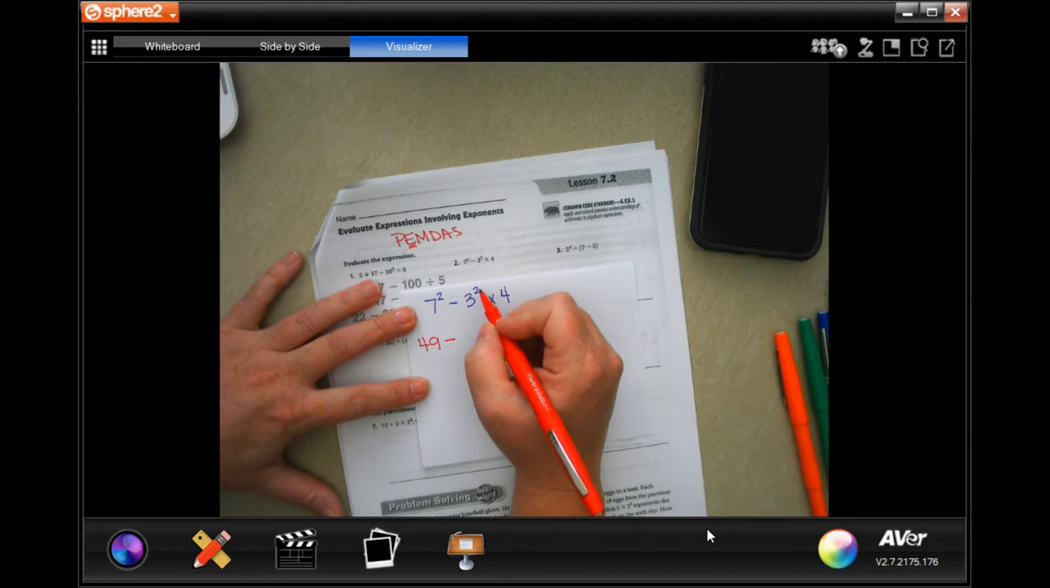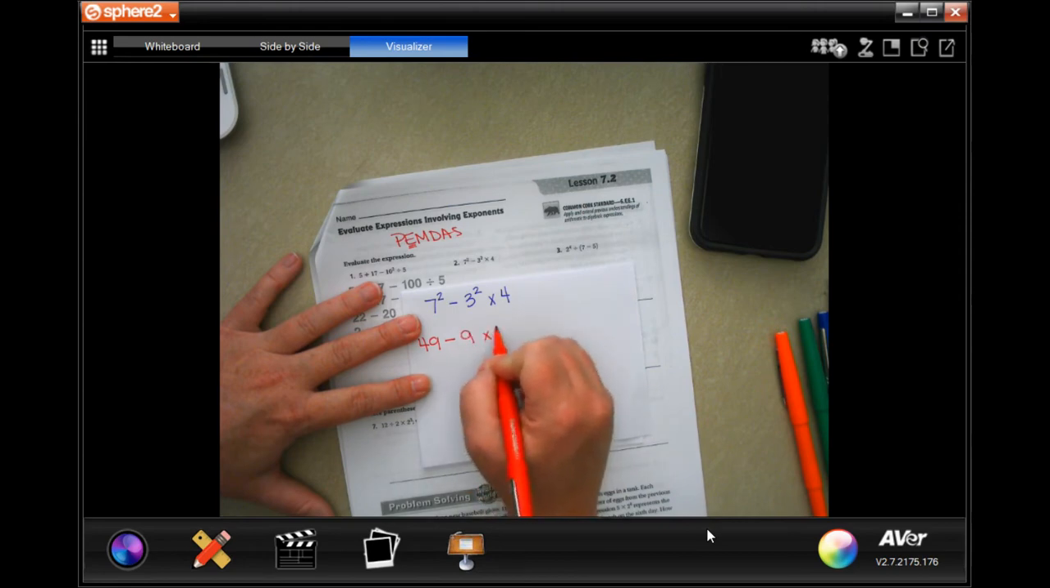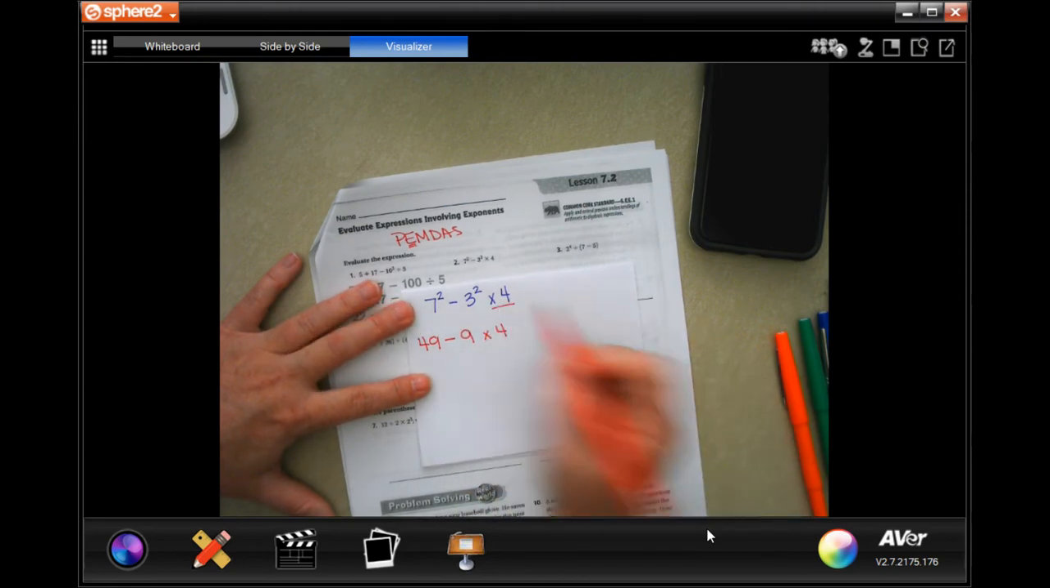Minus 3 to the second. That doesn't mean 3 times 2. That means there are two 3s being multiplied. Well, 3 times 3 is 9. Then I'm going to multiply that by 4 because that didn't go anywhere.